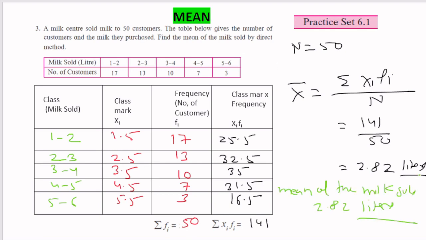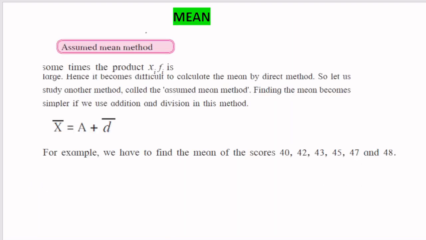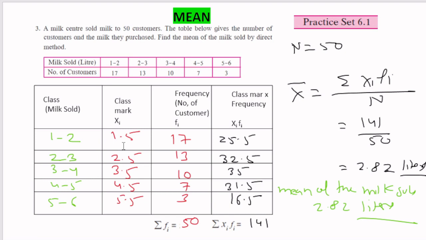Very easy, isn't it? So using the direct method, it becomes easy. But the numbers are very small. The moment you have a large number, in that case it will be difficult to get the mean using the direct method. So we have another method now. For larger numbers, we have to assume a mean and proceed. Because sometimes the calculation goes to 1000, 2000. In that case, it's very difficult to do multiplication.